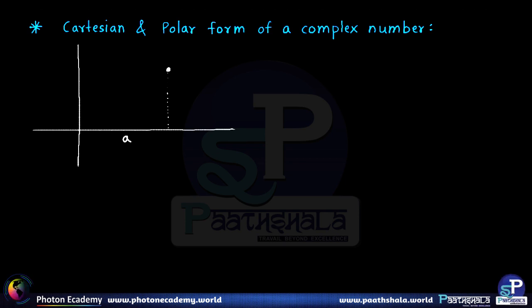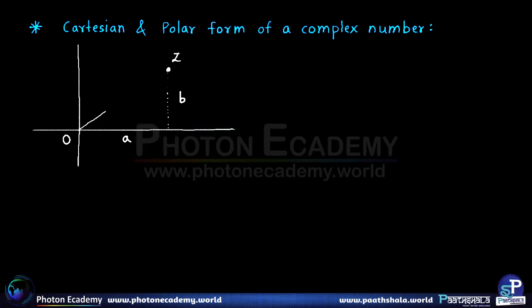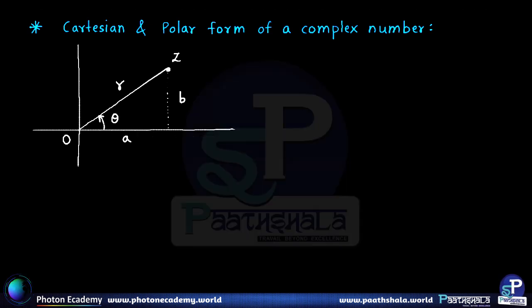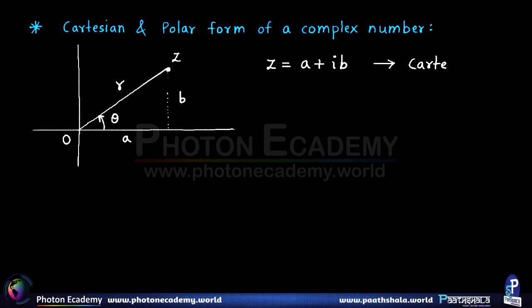A as the real part, B as the imaginary part of the complex number, this is the origin. We know that the line joining that is nothing but the modulus of that complex number denoted by R, and the angle that it makes with the real axis is theta, which is nothing but the argument. So when we say that Z is equal to A plus iB, this is called as the Cartesian form of the complex number. So in other words, we are specifying the rectangular components of the complex number as A and B.